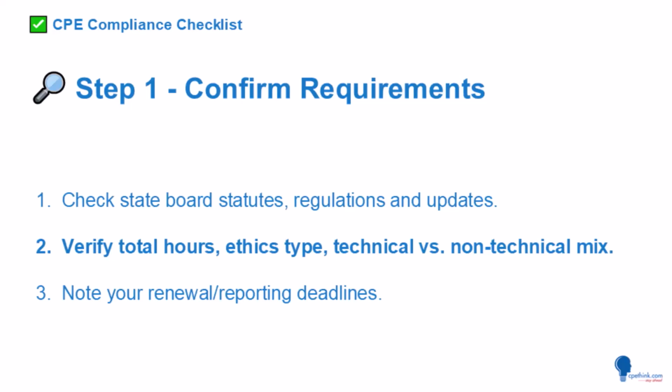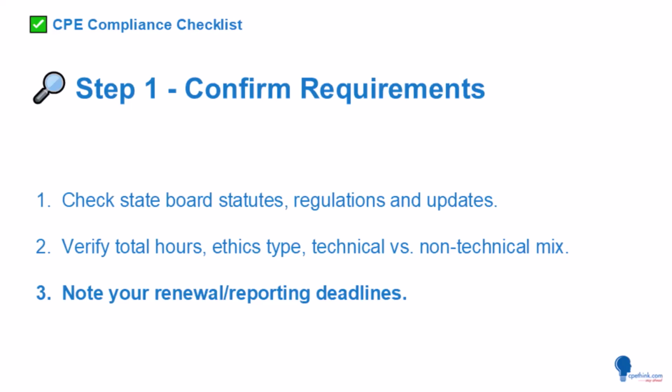By clearly identifying your total hours, credit categories, and ethics obligations, you eliminate guesswork when selecting courses later in the process. This step ensures every hour you complete moves you closer to compliance instead of creating unnecessary work. In the next slide, we'll finish step 1 by identifying renewal and reporting deadlines.